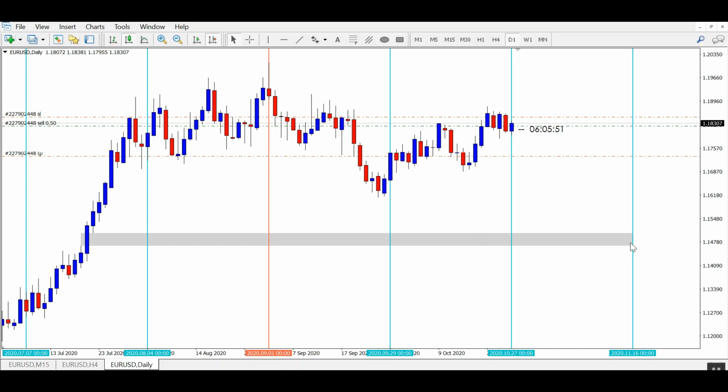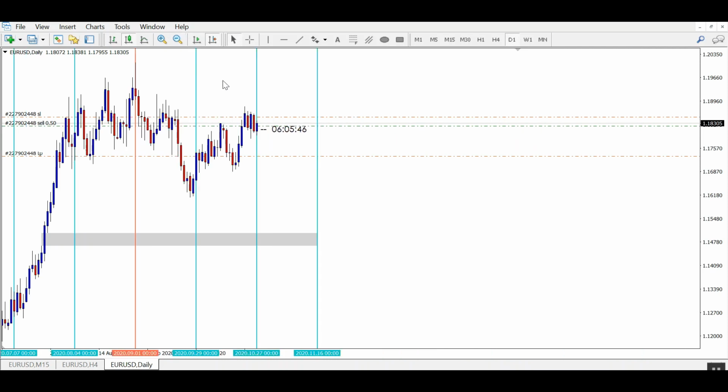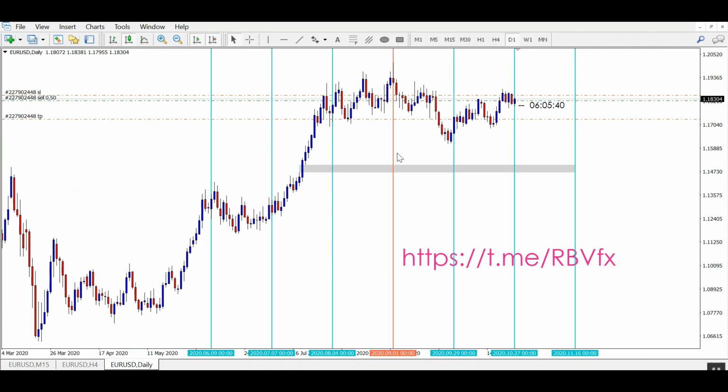So what we're expecting in here is for this fair value gap to be filled. And because we are seeing this within the 60 days period of time prior to the reversal spot, we are expecting this to be filled within the next 60 days or so, plus minus.